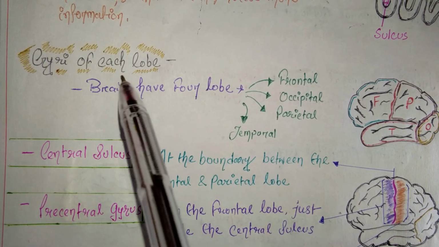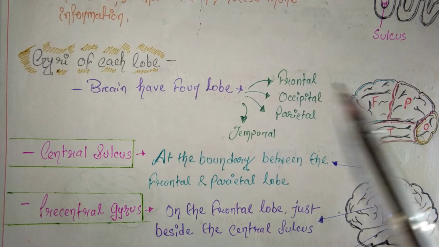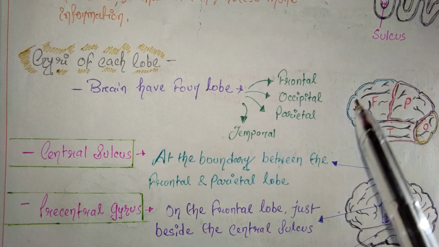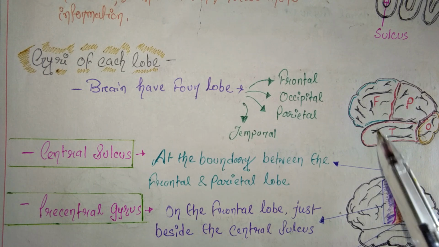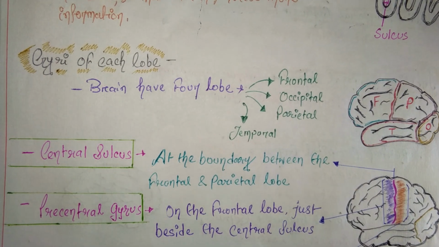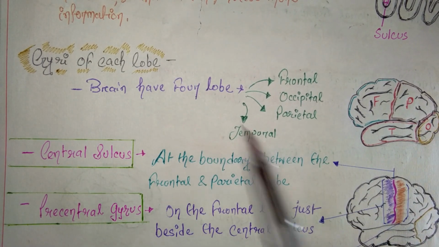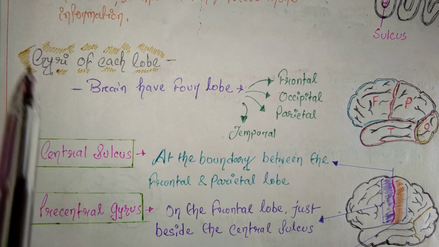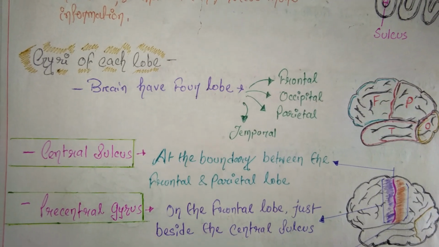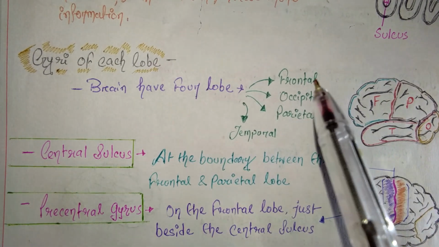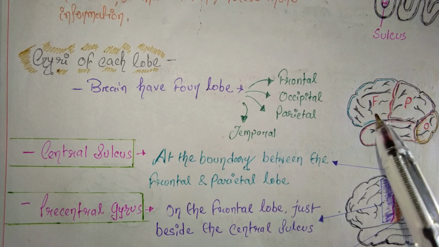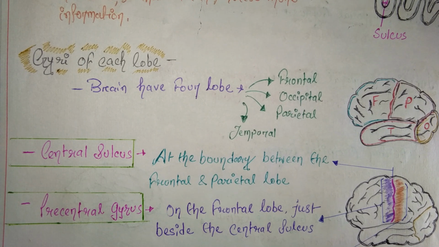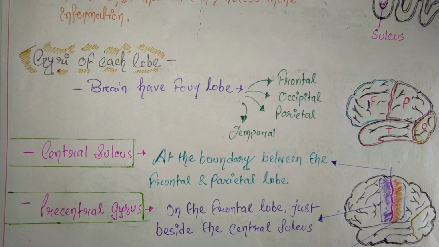Yeah, so gyri of each lobe. We have 4 lobes, right? Frontal, parietal, occipital and temporal. We will have a separate class on lobes of the brain also. Today we will only focus on gyri. So we have gyri for each lobe. For each separate lobe we have different gyri, because gyri have an important role. For each lobe it plays an important role.